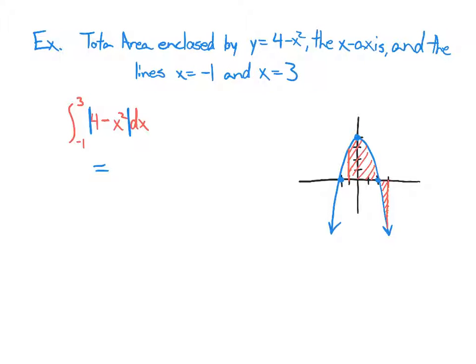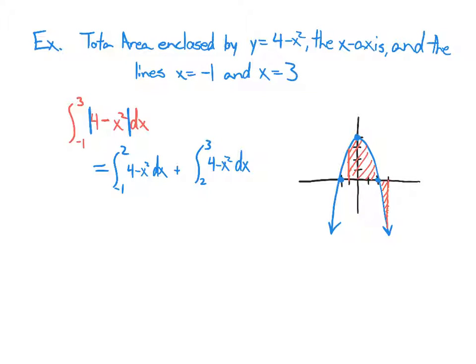That's it. So you have to do two separate integrals. You have to do two separate integrals, okay? The integral from -1 to 2 is just fine. We're going to do that, 4 minus x squared dx, no problem. But then we need to do the integral from 2 to 3 of 4 minus x squared, and we know that that is going to be negative because it's below the x-axis.